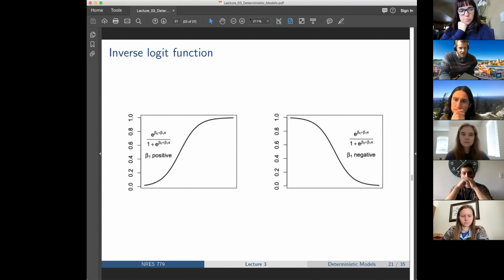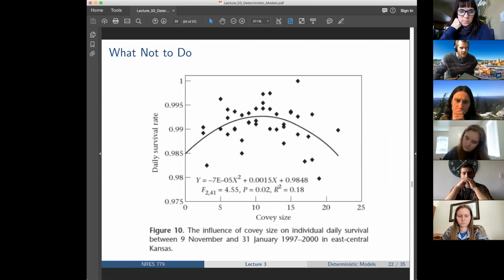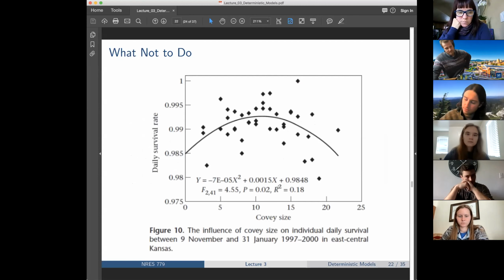All right, let's get back to this. This is what we looked at, this inverse logit function, where beta 1 is positive. It looks like this. The y-axis is between 0 and 1. When beta 1 is negative, it decreases. So we have the sinusoidal function. And there are a lot of functions, again, that look like this. You don't have to use inverse logit.